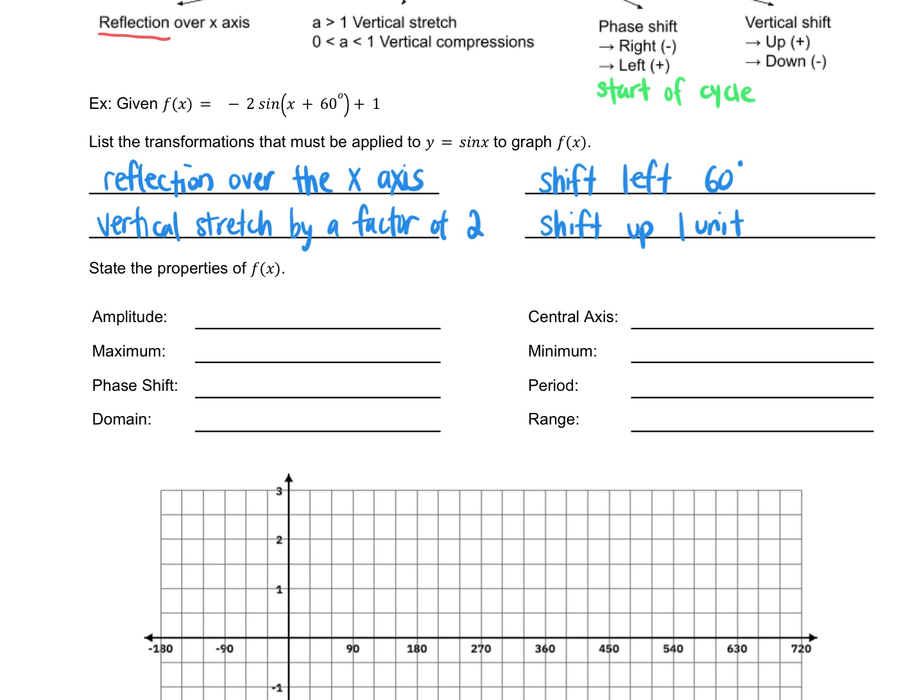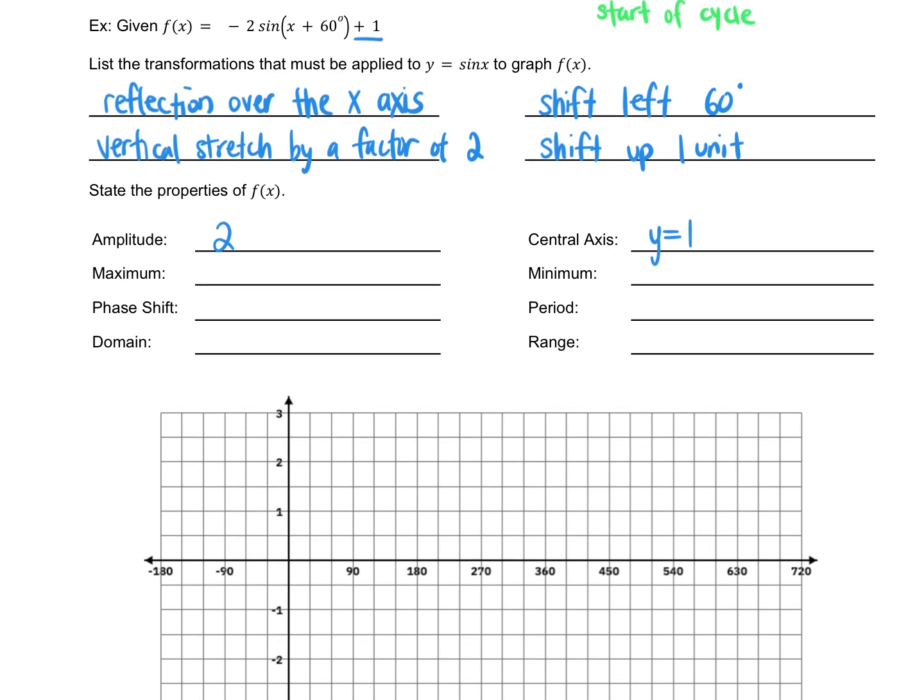Okay, so how does this relate to our properties? Well, the easiest one for me is this central axis. I always like to put it first. So the central axis should be at y equals 1. And my amplitude is 2. Amplitude is a distance, so I'm not taking the negative into consideration. And now with this amplitude and the central axis, I can get my max and my min.